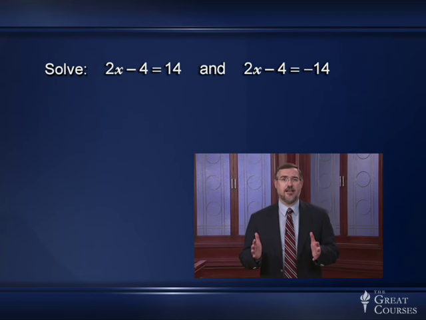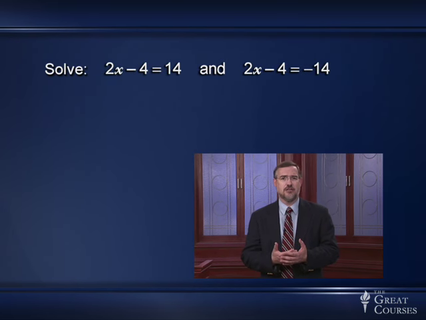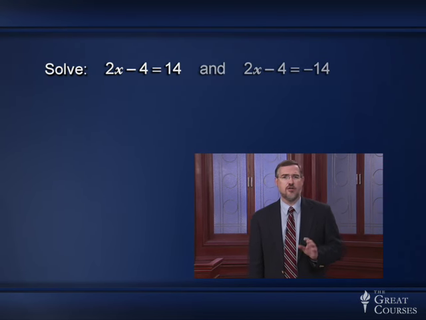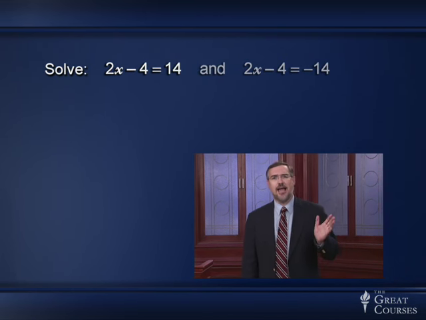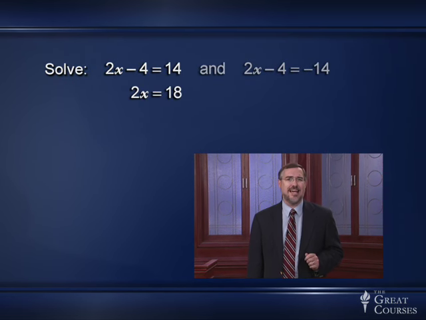Well, do you think you got the right answers? Let's look at them ourselves now. Let's attack the two problems separately and see what you get. We start by solving 2x minus 4 equals 14. If I add 4 to both sides of that equation, I'm going to have 2x equals 18.